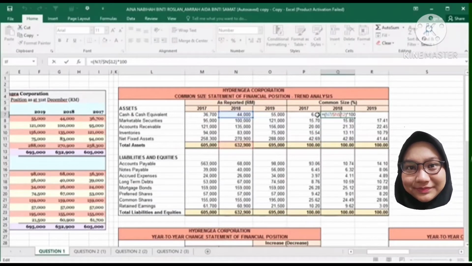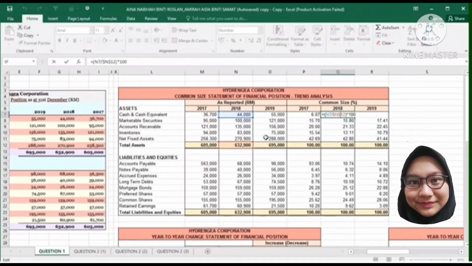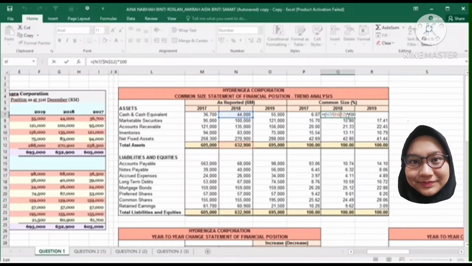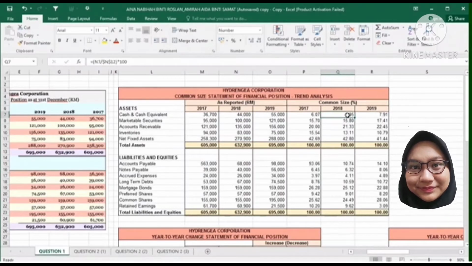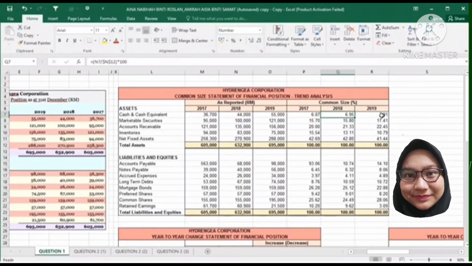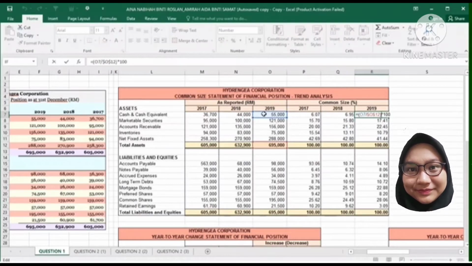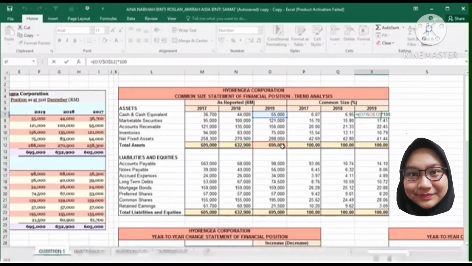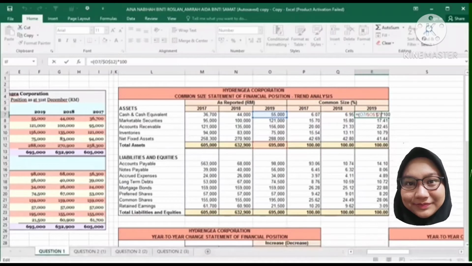Here the formula is equal in bracket amount in 2018 over the total asset in that year. Multiply 100, enter, get the percent. So we drag down to get all the answers. For 2019, same method, equal amount in 2019 over the total asset in that year multiply with 100.